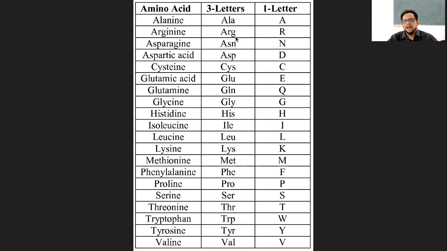For example, arginine is ARG, alanine is ALA. So that's usually the first 3 letters of the name of the amino acid. It's just that in some of the cases they are a little different. For example, tryptophan or asparagine, they are a little different, but most of them you will easily figure out by looking at the name. So these are different amino acids.